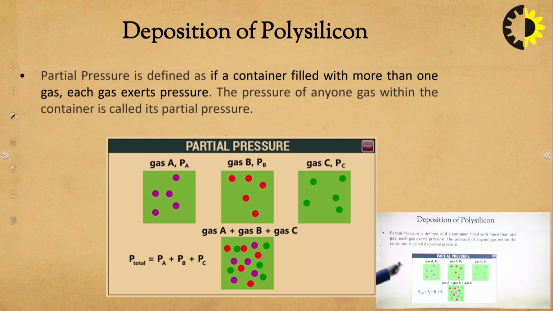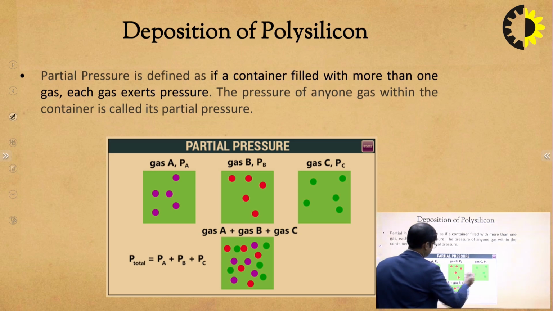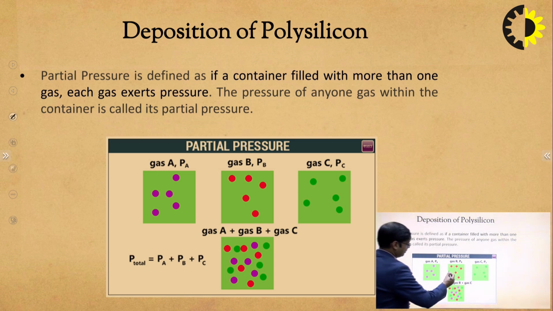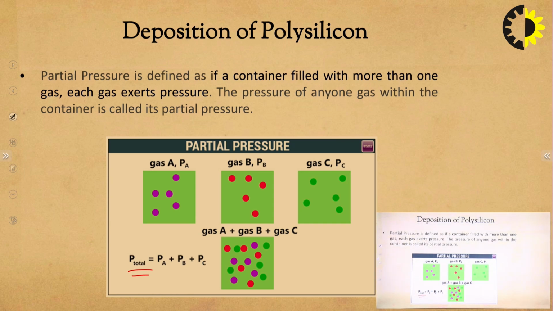Now, what is partial pressure? If in a container there are a number of gases and each has its own pressure, then the pressure of one gas is known as its partial pressure, and the sum of the pressures of all the gases together is known as the total pressure.